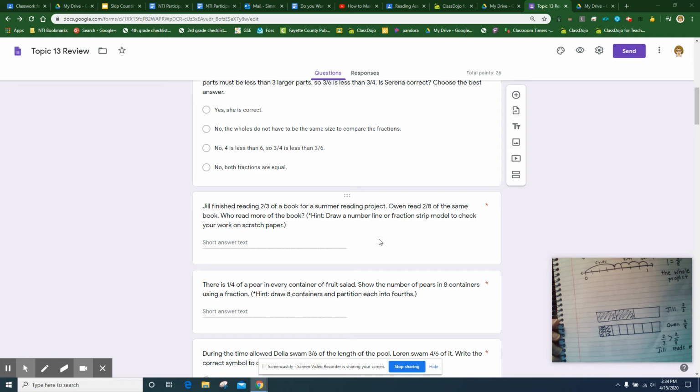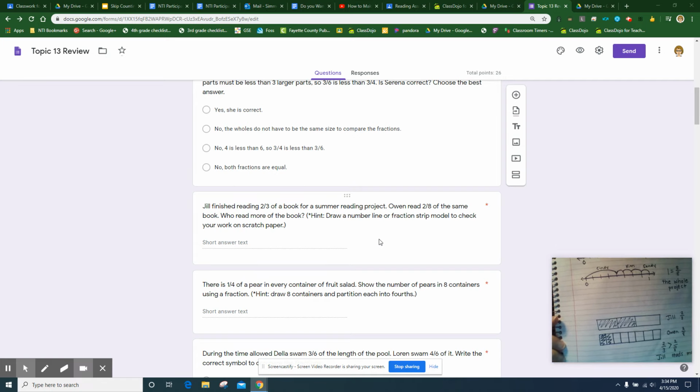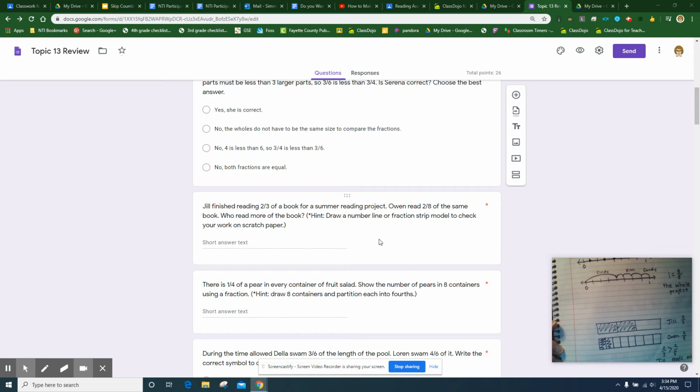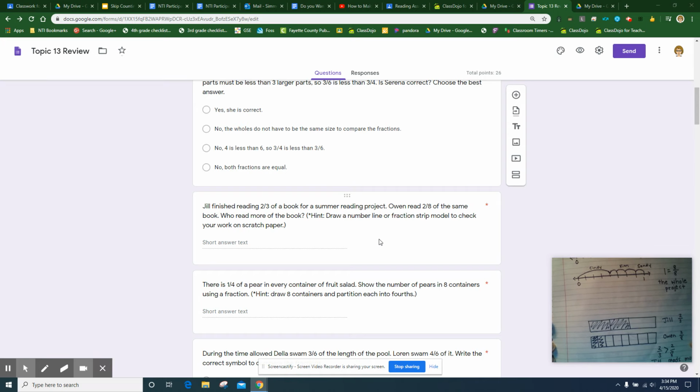For Jill, since she did 2/3, I see that her denominator is a 3. So I knew that there should be 3 equal parts. And since the numerator was a 2, I colored in 2 of those parts. For Owen, I represented what he read with 8 parts because the denominator was an 8, and I only shaded in 2. What I noticed about these 2 fractions is that they have the same numerator. They both have a 2 as the numerator.